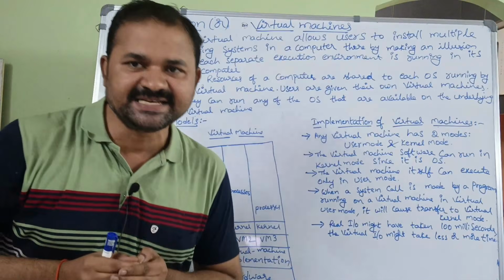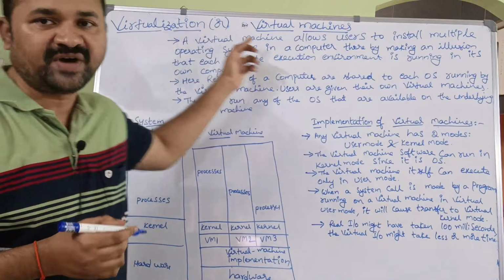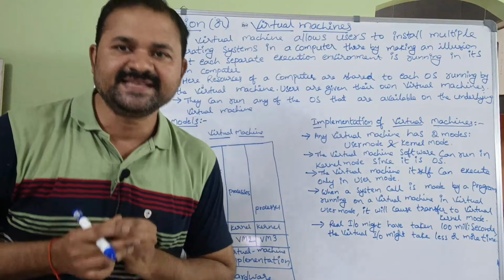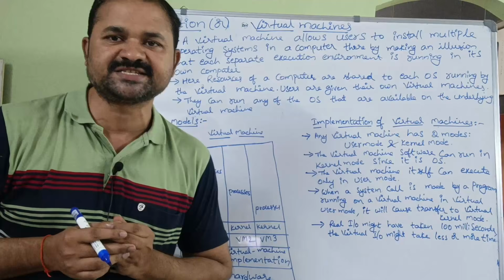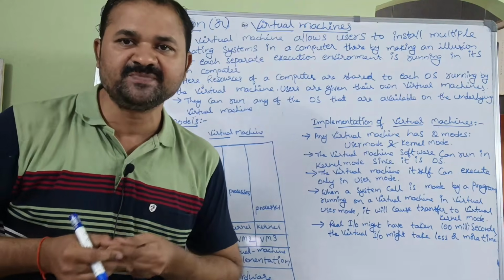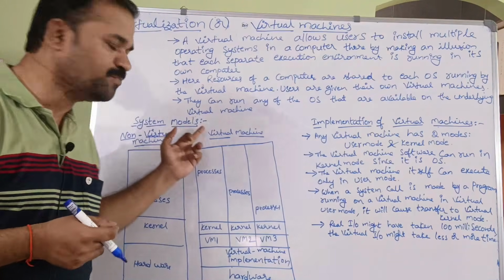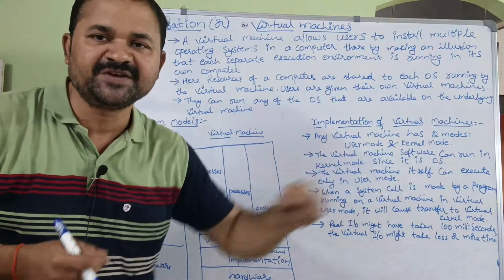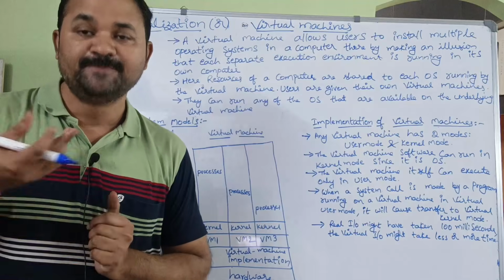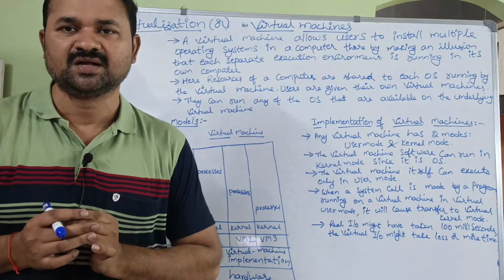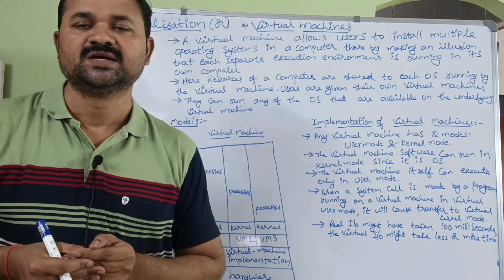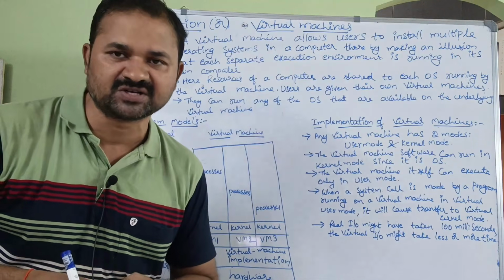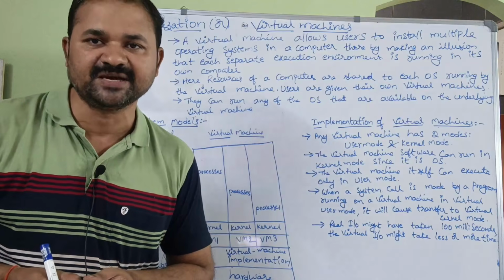Now let us discuss virtualization or virtual machines. In this video we are going to discuss what a virtual machine is and the system model, a diagram for the virtual machine, how to implement a virtual machine, benefits of virtual machines, and two examples. The first example is VMware. The second example is the Java virtual machine, that is JVM.